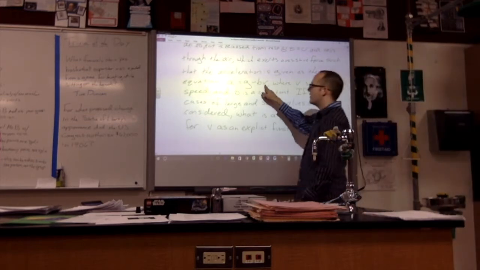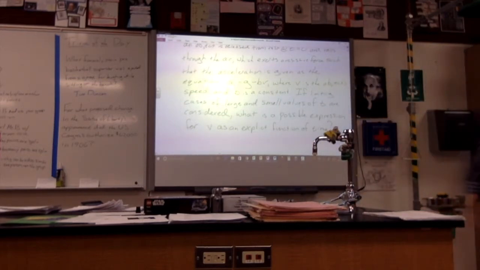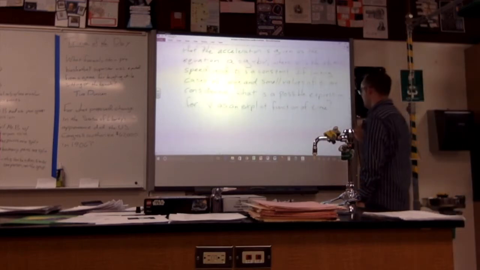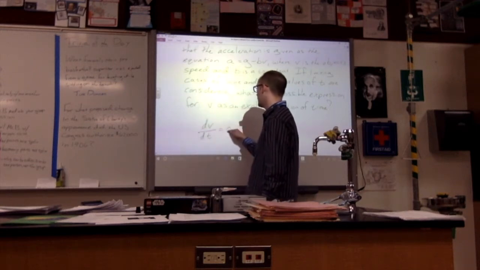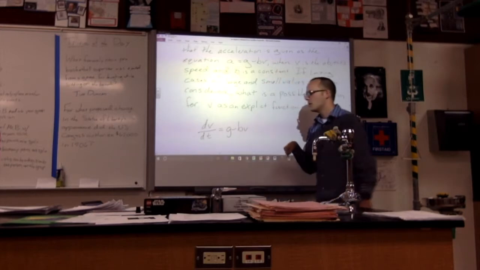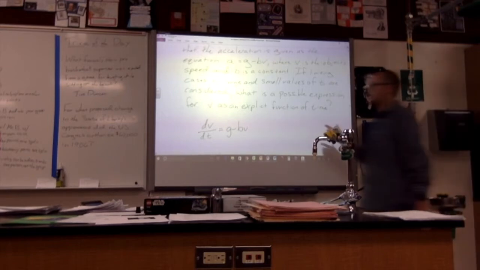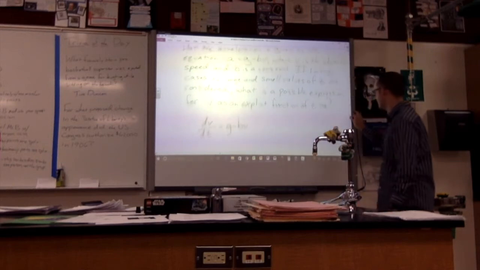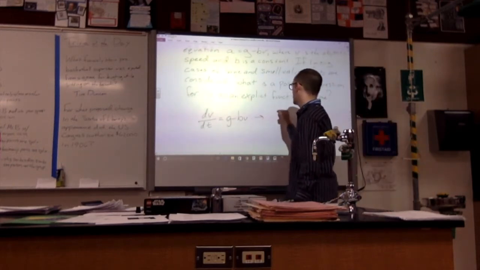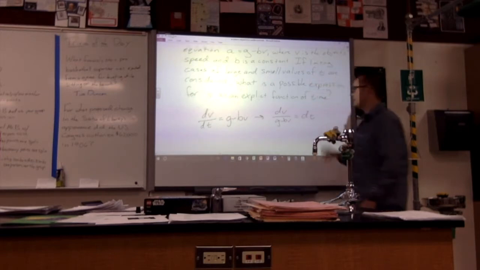You have this variable v right here. You have to take the integral with respect to v as well, so this is going to cause a slight problem. You change it, you have dv over dt, just like you normally would, equals g minus bv. However, now you need to isolate v and isolate t so they're all on the same side. So you would get dv over g minus bv equal to dt.